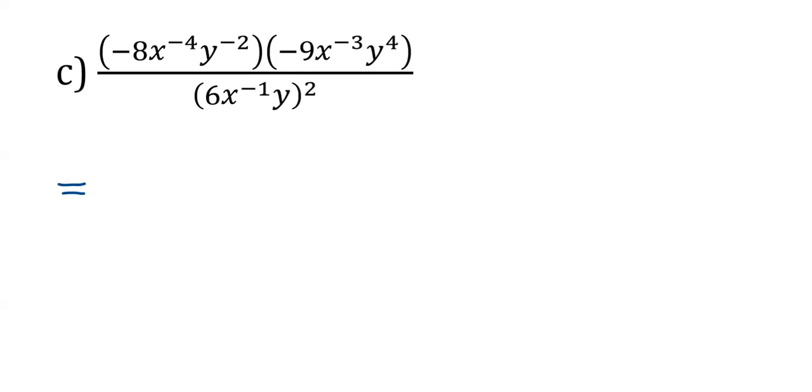If you want to do it along with me, -8 times -9 is going to be positive. So this is x to the -4 times x to the -3. So it's -4 plus -3, which should be -7. And if you've already started, make sure you check as you go that you're doing it right. And then y to the -2 times y to the 4 is -2 plus 4, which is y squared.